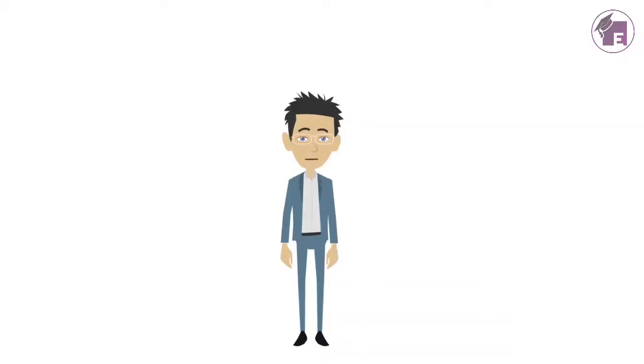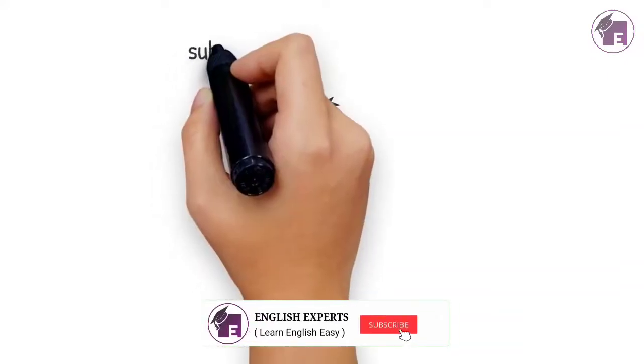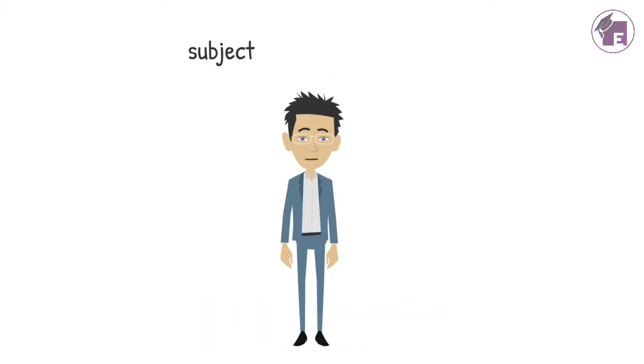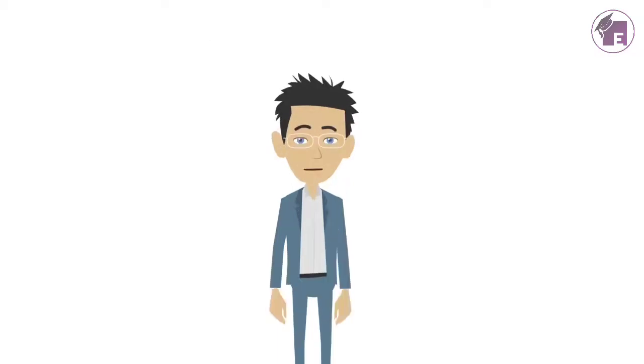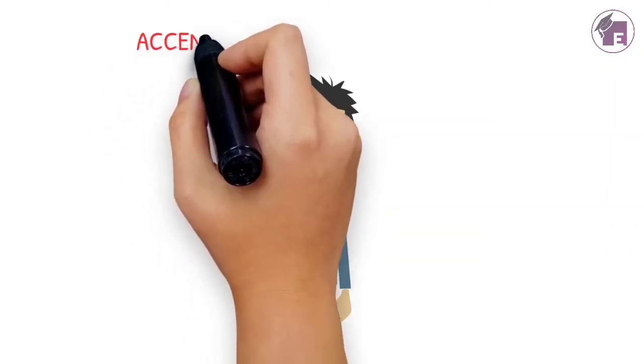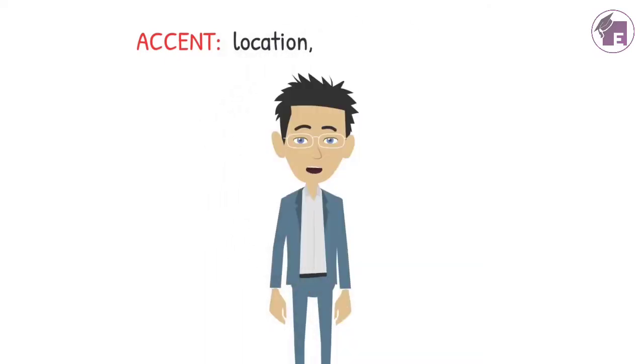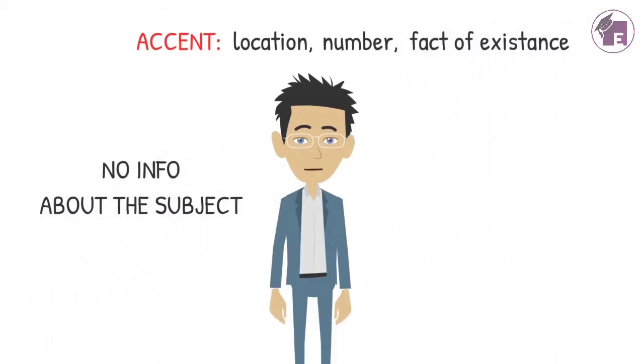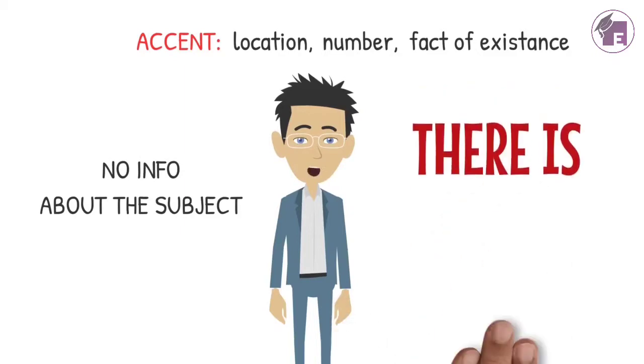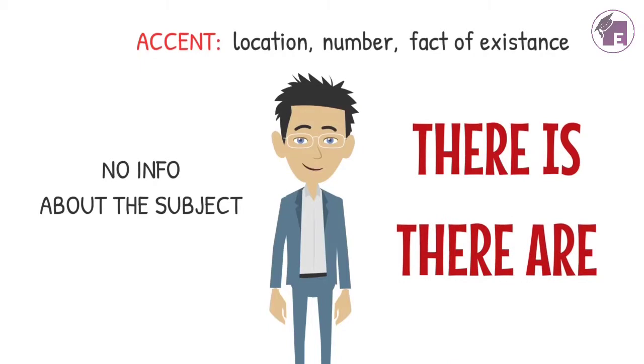Several lessons ago, I told you that we always have to put the subject first in the sentence, followed by a verb or a predicate. But it's only when we have some particular subject to talk about, right? What if our accent is not on the subject itself, but on its location, number, or the fact that it exists, without giving any additional information about the subject? In this case, we use the phrase there is or there are.